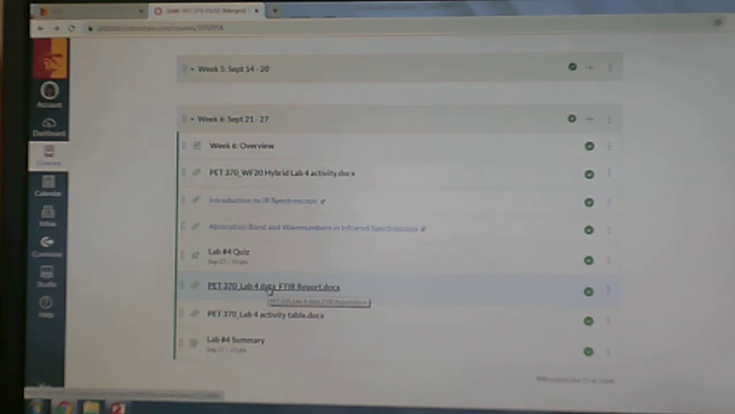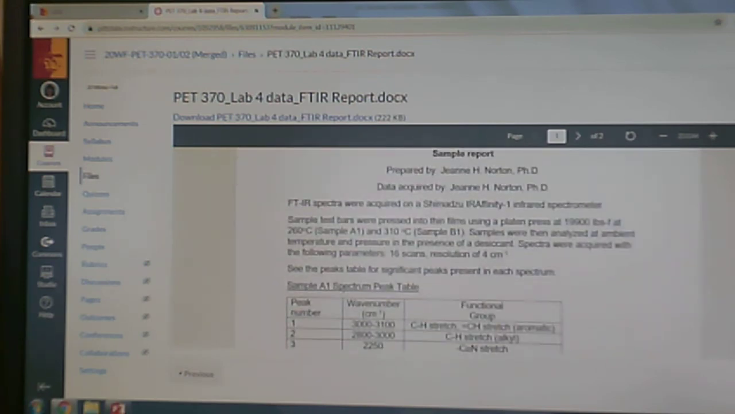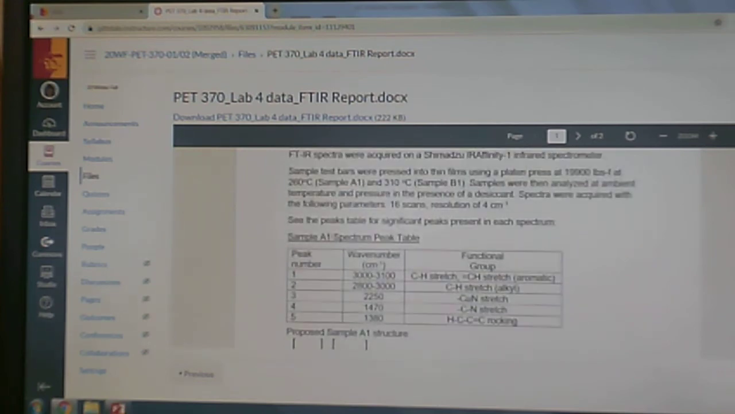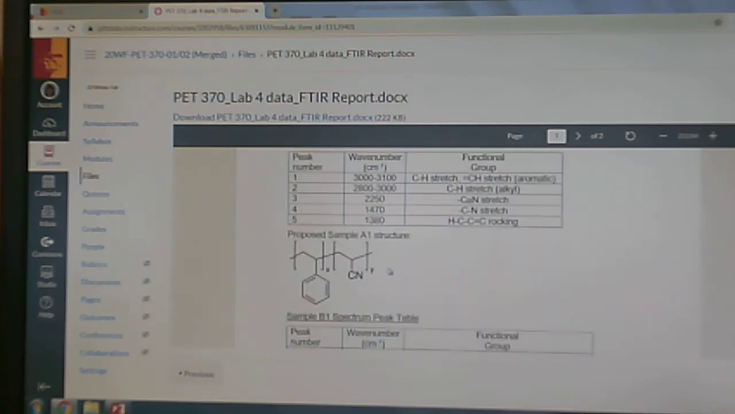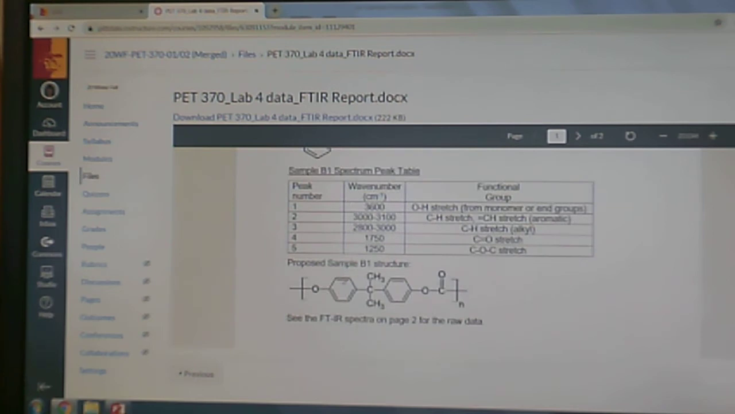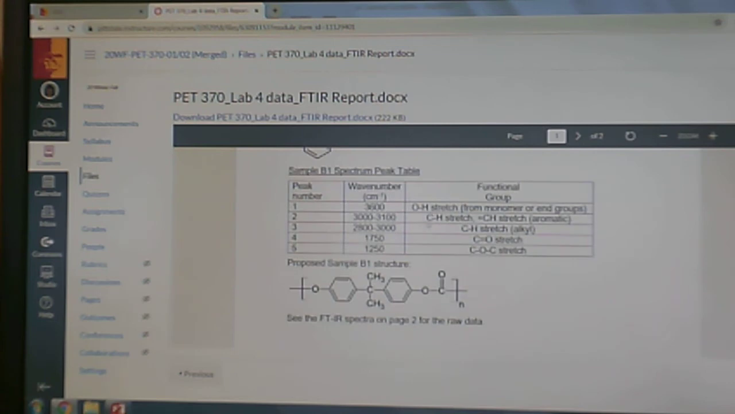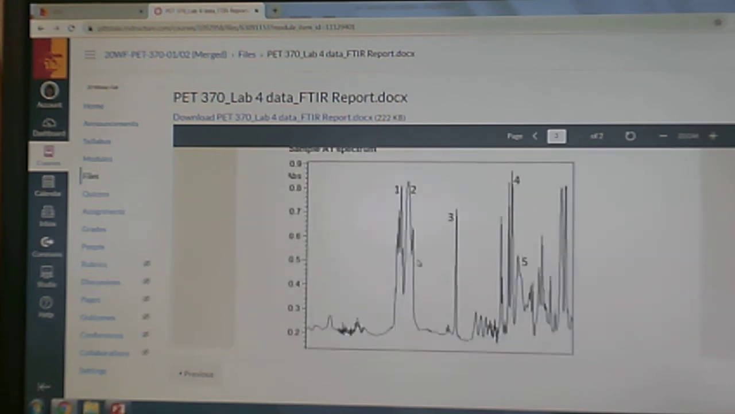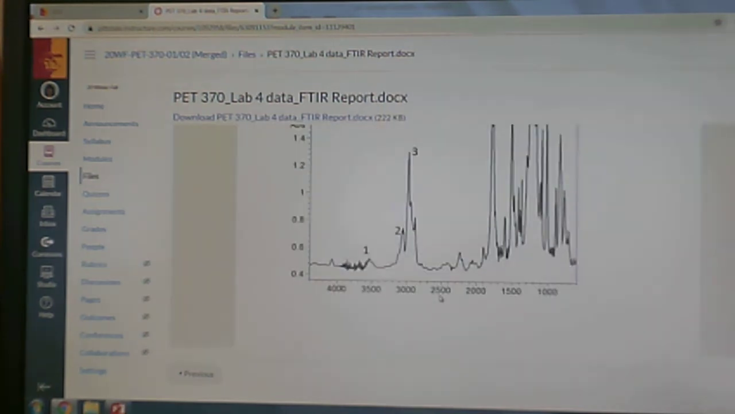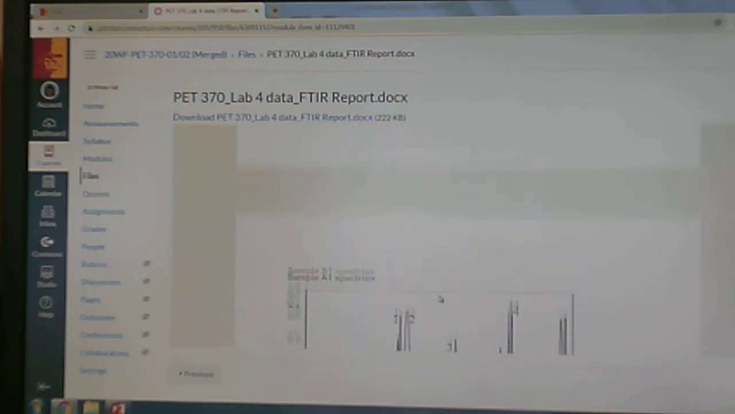There are two documents that you can use for completing your summary document. First of all is, of course, the data packet, and this gives you information on the spectra of the two resins that we looked at. So the first one is sample A1, and then we propose a structure, and then sample B1 and we propose a structure. And here is the peak number table that is a summary of these two spectra that are shown here, which were gathered again by myself.